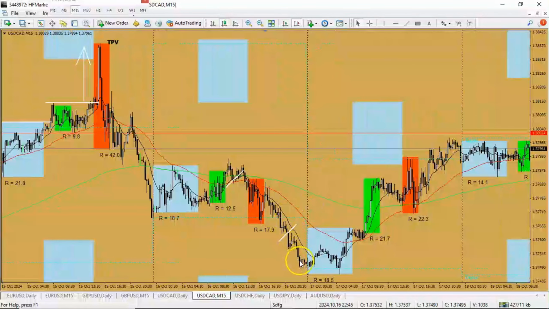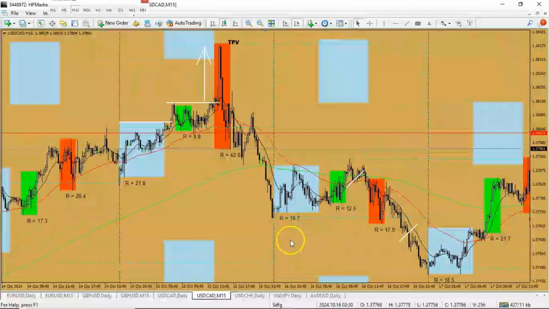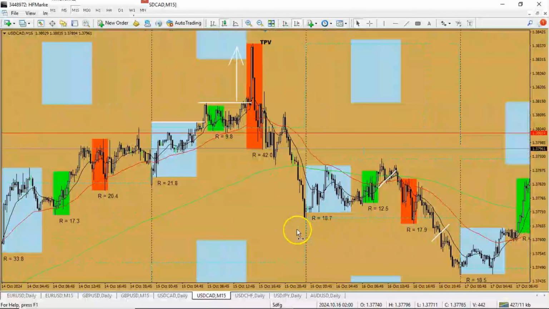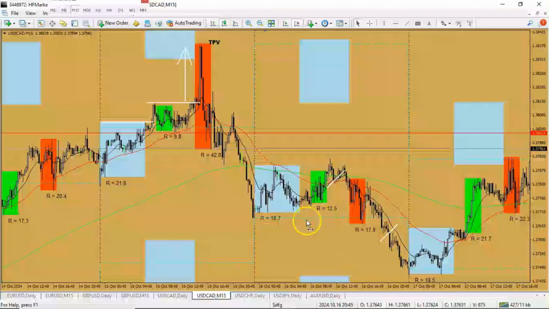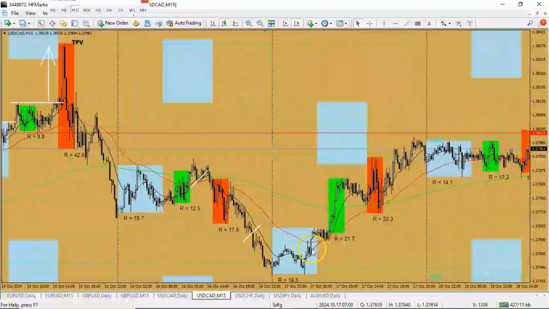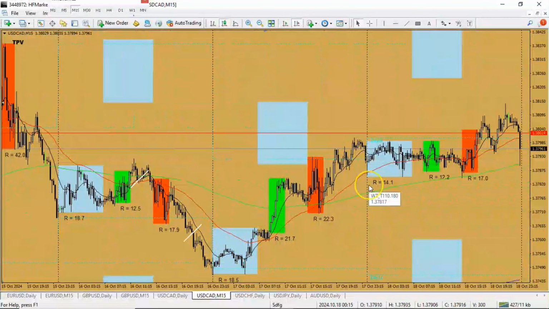We had a nice clean W formation during the Asian range just below the opening price on Monday, reversing off the low of the week and ending the day in consolidation.